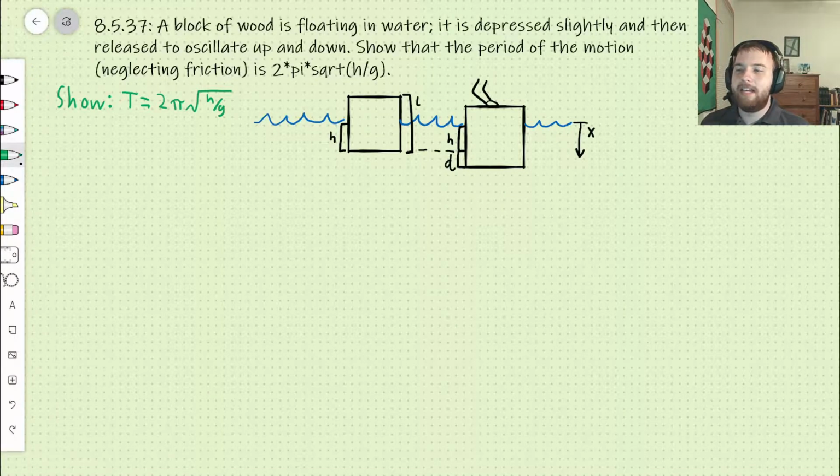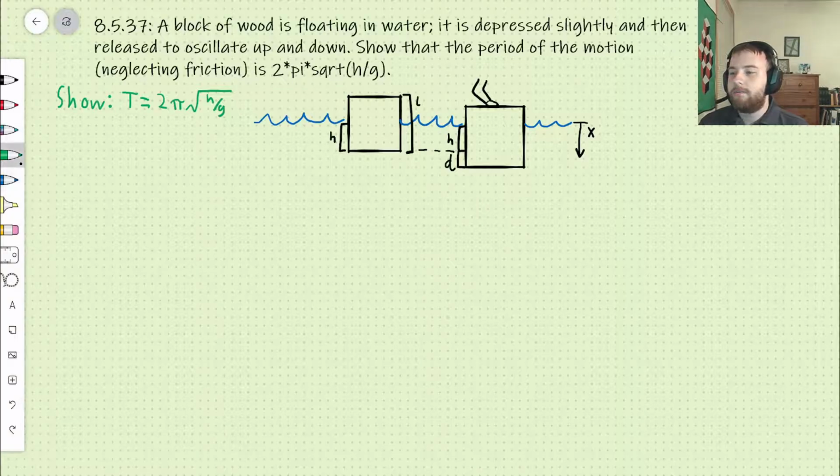Today we're going to take a look at a type of problem that you can use differential equations to solve. So let's see here. A block of wood is floating in water. It is depressed slightly and then released to oscillate up and down. Show that the period of the motion, neglecting friction, is 2 pi square root h over g.